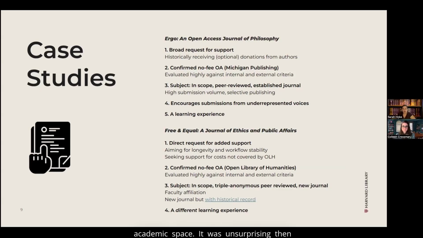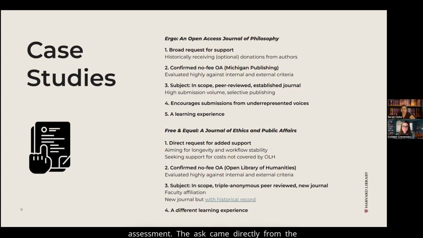It was unsurprising then that they tracked very highly in terms of the criteria we reviewed for our assessment. And again, even though quote-unquote new, they brought the proven track record of subject, concept, and the current staff capabilities from the previous journal, which allowed us to identify anticipated metrics for this new publication, such as number of articles published and general volume of submission. We also have a fair bit of faculty affiliation with Free and Equal, which was definitely an important factor in our decision as well.